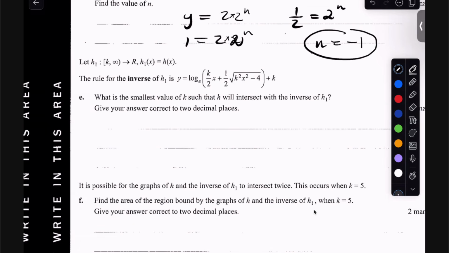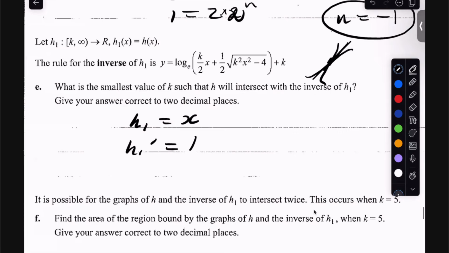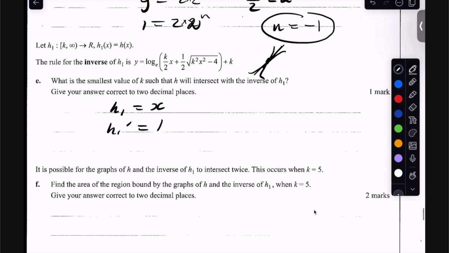So if a function intersects its inverse, that means h1 is equal to x, so it intersects the line y is equal to x, and the gradients are the same. If you think about it, that's like the last point that they intersect on the line y equals x before they move away from each other. That means at that point they intersect with the line y is equal to x, and also it has the same gradient as the line, their tangents. So you can probably solve that, and hopefully you can get k.